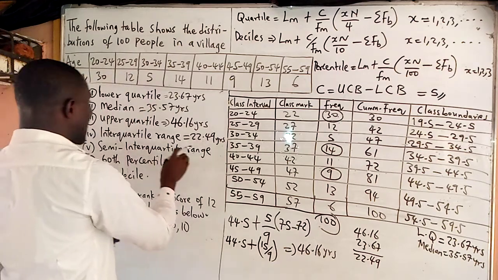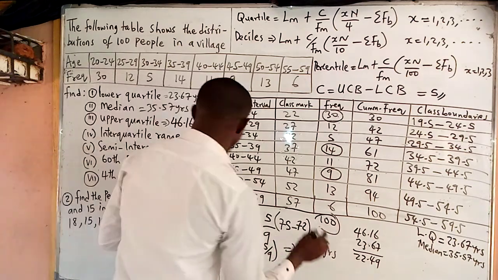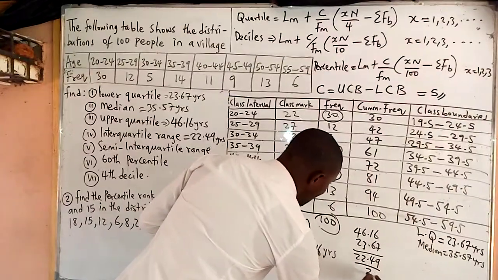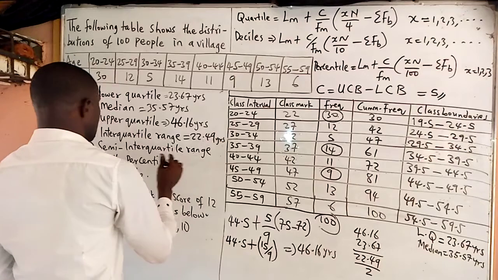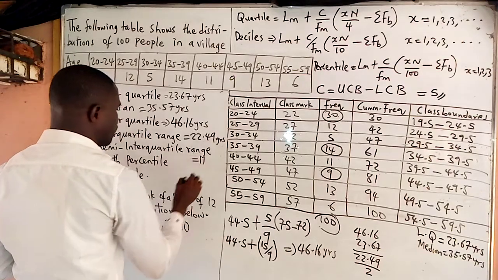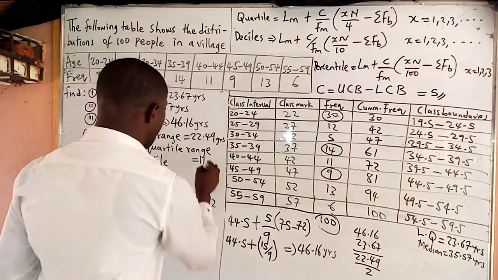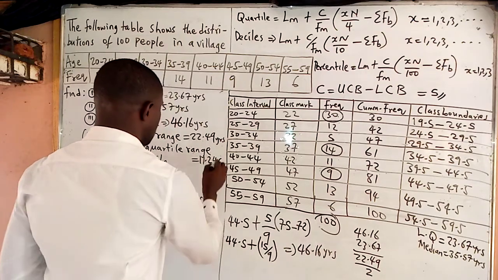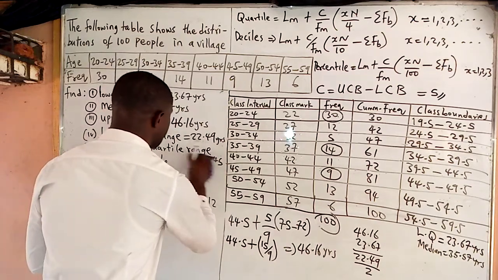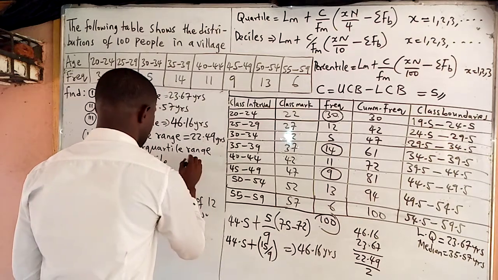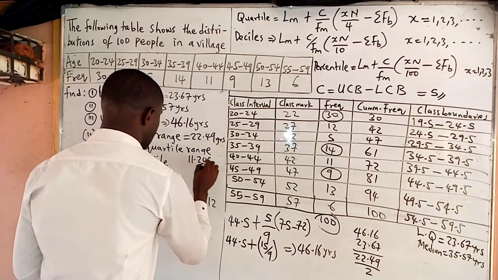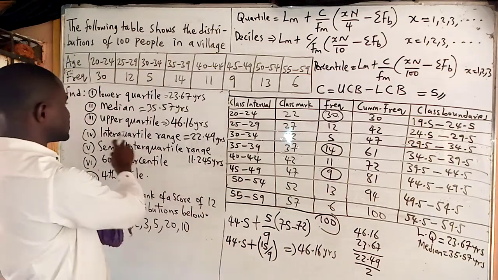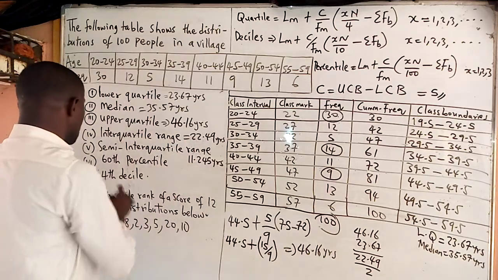Then semi-interquartile range. Semi-interquartile range means interquartile range divided by 2. Once we divide interquartile range by 2, that will be giving us 11.245 years. That is about semi-interquartile range, that is interquartile range divided by 2.